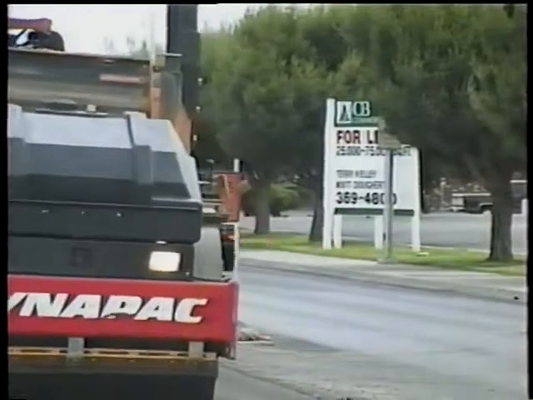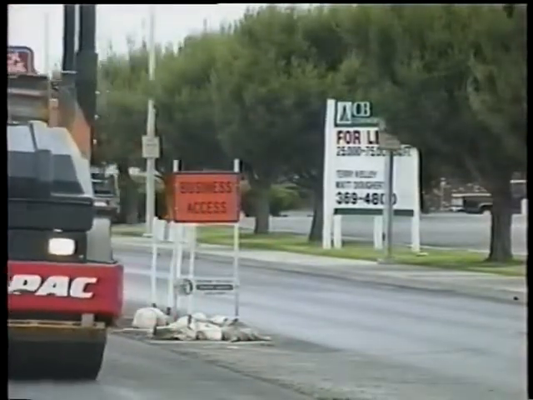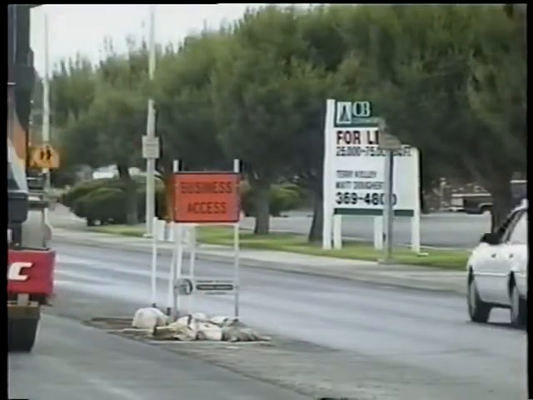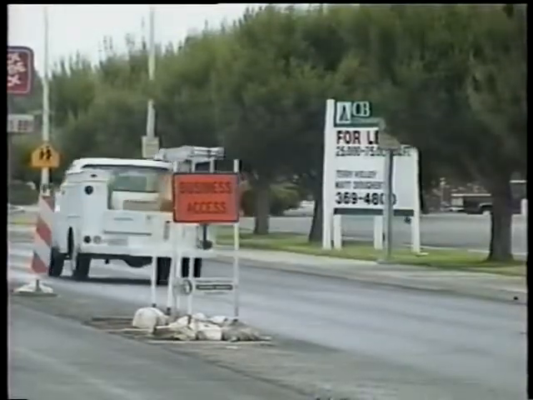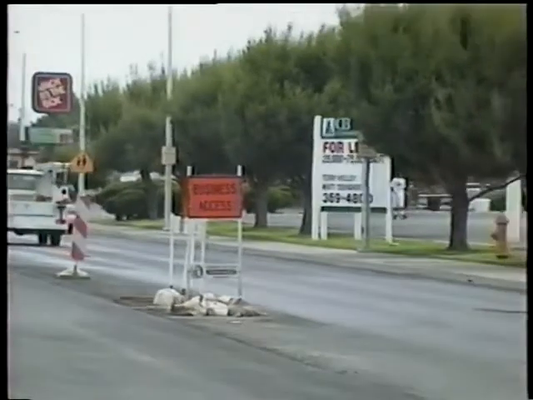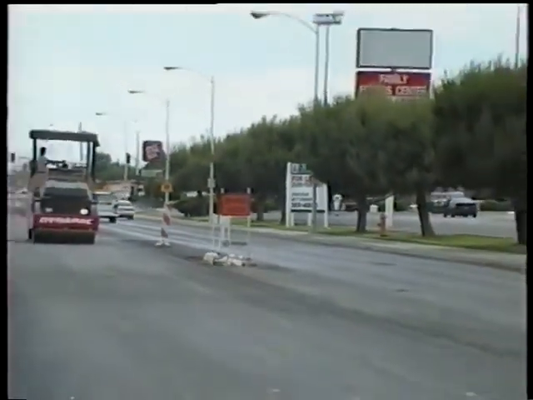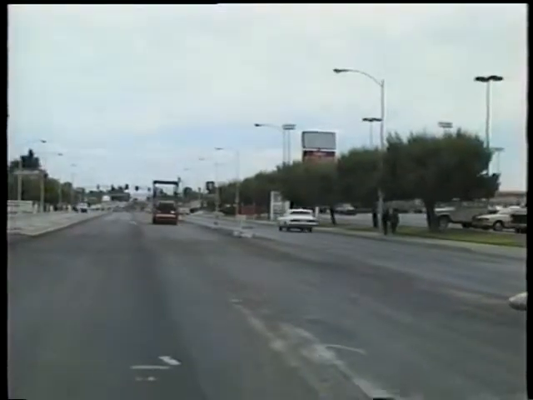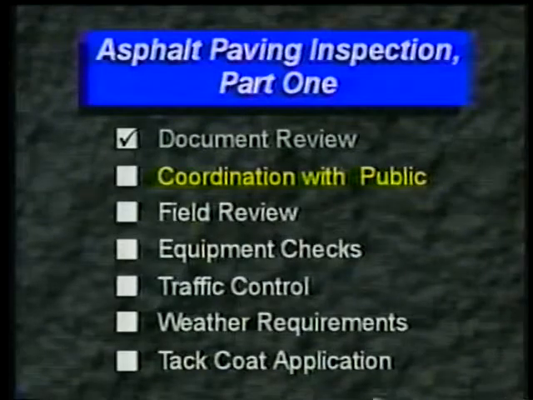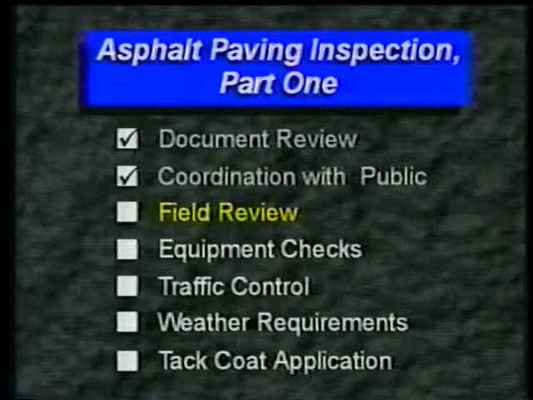Businesses should be contacted to arrange access times for employees if entrances and exits will be blocked by the paving operation. Private residents must be notified too. As the inspector, you should check out all such arrangements before paving begins. You should also take time to review the field conditions.